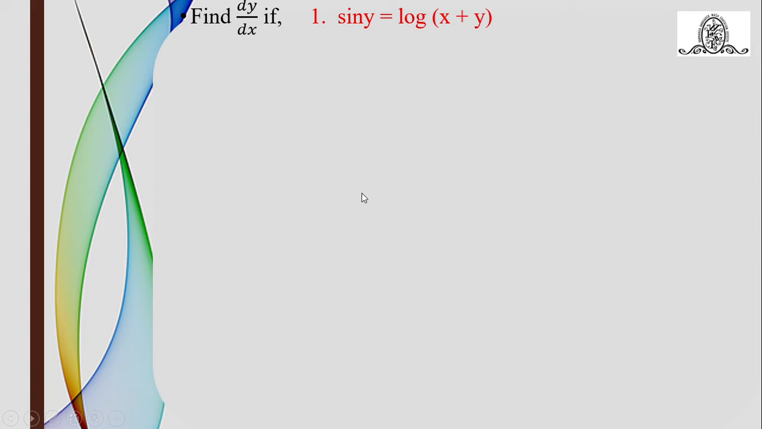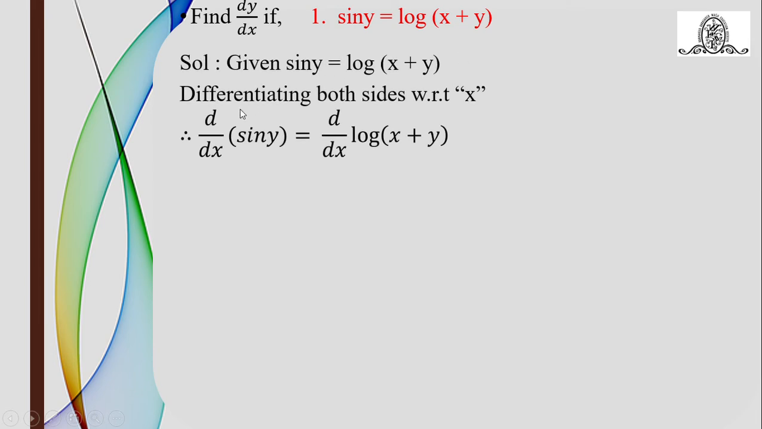Let's see one example. The question is to find dy by dx, where sin y is equal to log of x plus y is our given function. Clearly we can observe that the equation given to us is an implicit function in which x and y are expressed together. So to differentiate this function, we have to differentiate both sides with respect to x, meaning d by dx of the whole left hand side and d by dx of the whole right hand side. This way we write the corresponding derivatives.